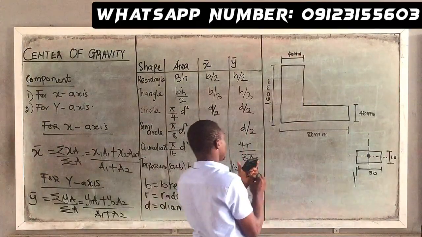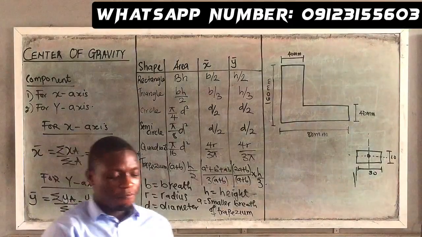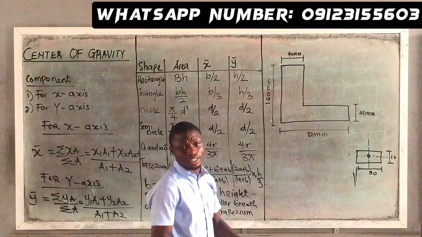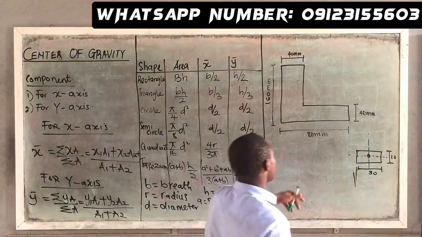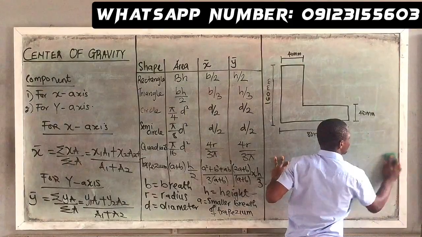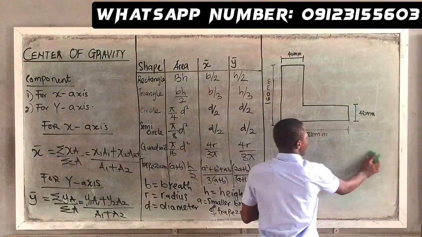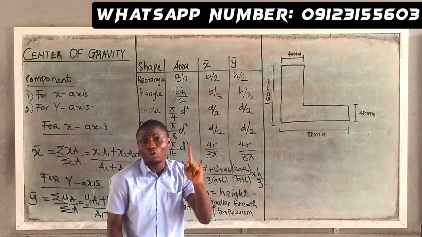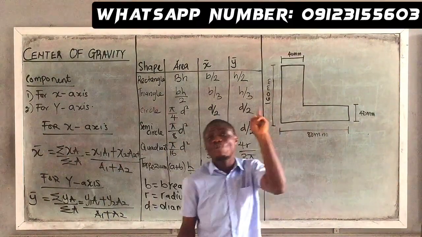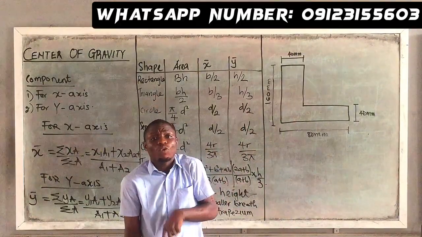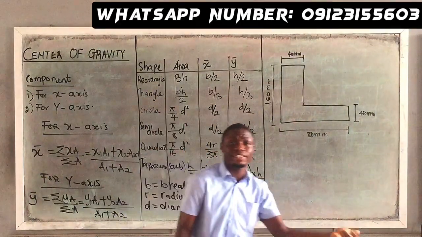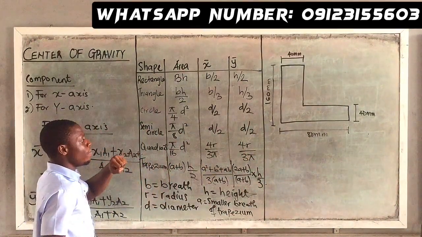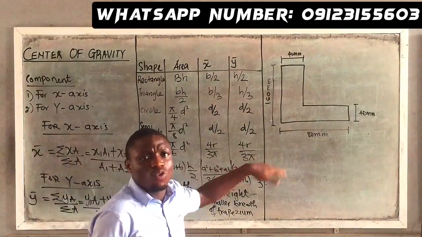Look up. First things first, how do you solve this? I'm going to find the center of gravity for this figure. So what's the first task? The question says find the centroid. Of course, no doubt, I'm calculating for both x-axis and the y-axis. So I'm going to calculate the center of gravity along x-axis and the y-axis. Now let's have it.